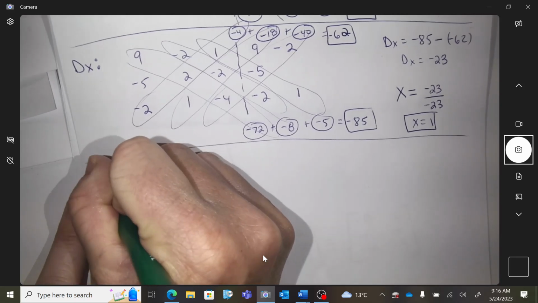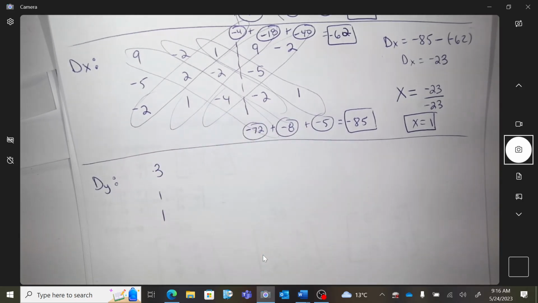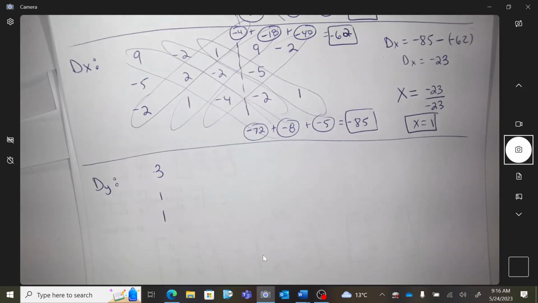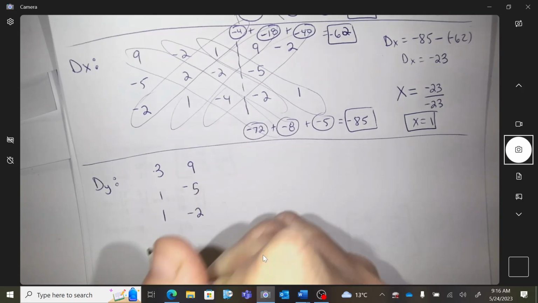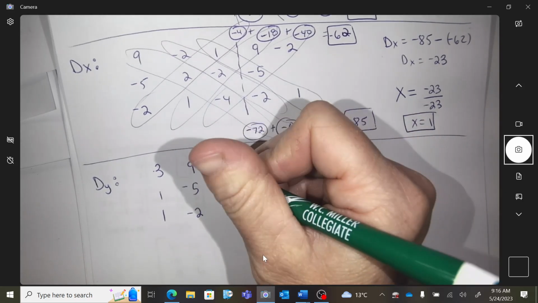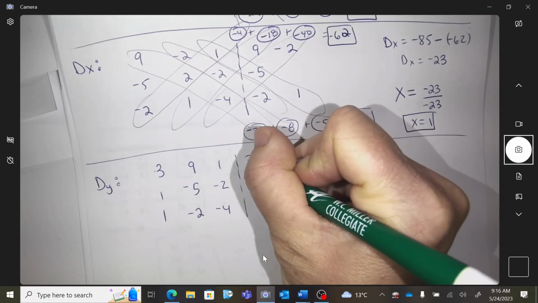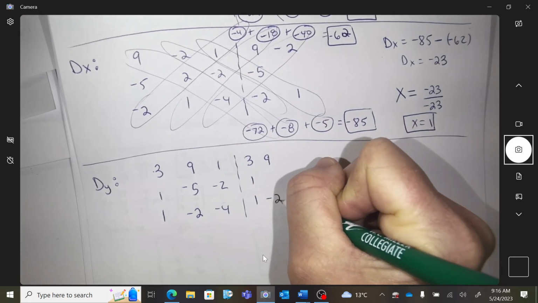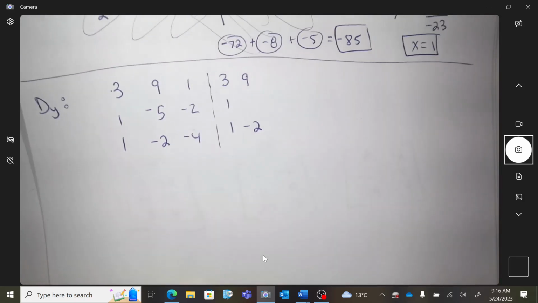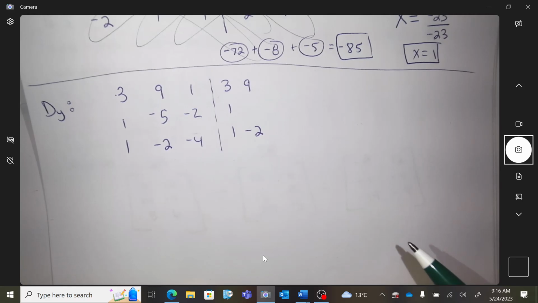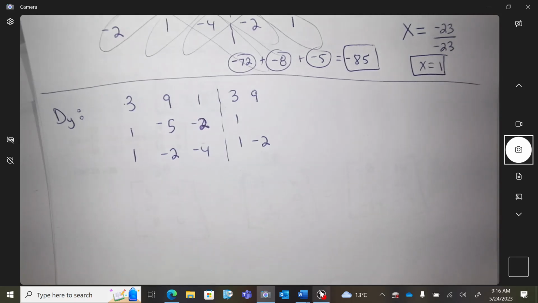Okay, so let's set up y. So the x needs to go back to a 3, 1, 1. This time the y's get replaced with the 9, -5, and -2 constants. And z is 1, -2, -4. Then I'm going to do the repeats to connect 3 diagonals. And then again, I will let you work and let's see if our numbers can all match out.